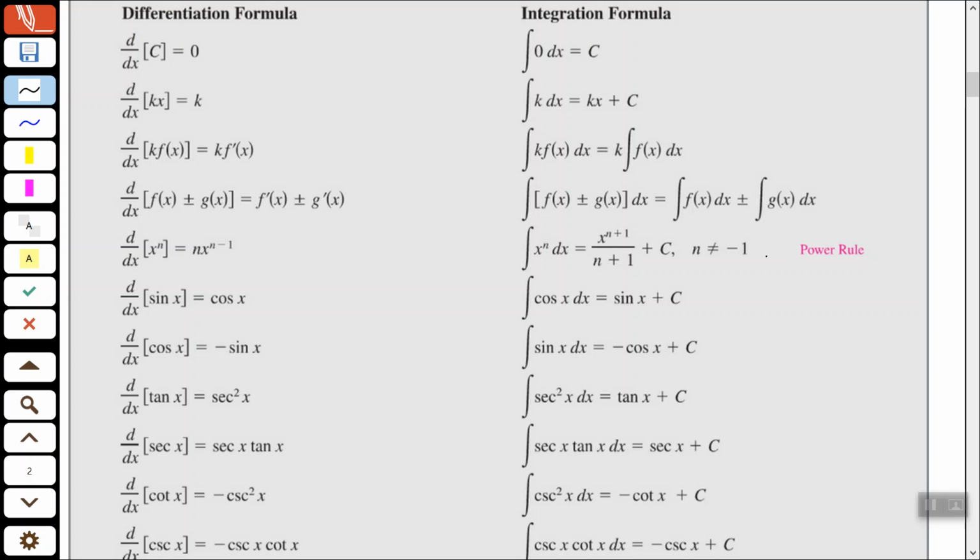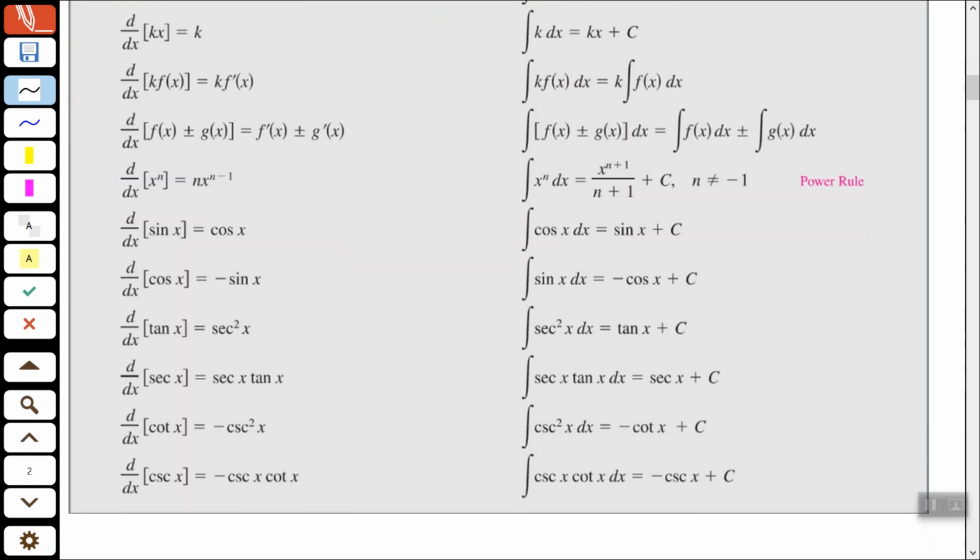Our basic power rule says the integration of x to the nth dx is just the opposite of finding our derivative. In this case, we add 1 to the exponent and then we divide by that new exponent, adding the constant of integration there. Integration of cosine of x is sine of x. Integration of sine of x is negative cosine of x. And you can look at the other ones down here as well.